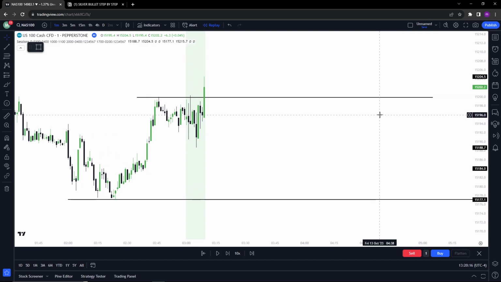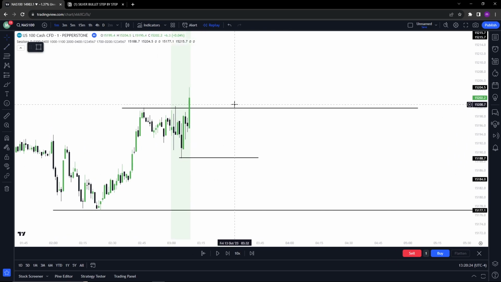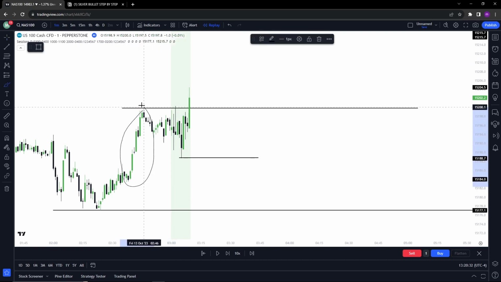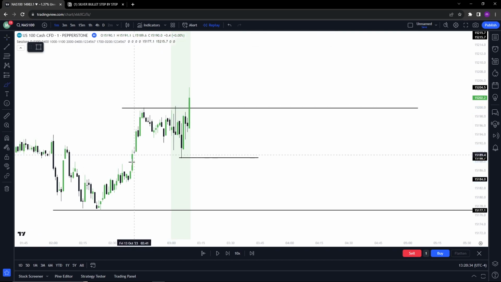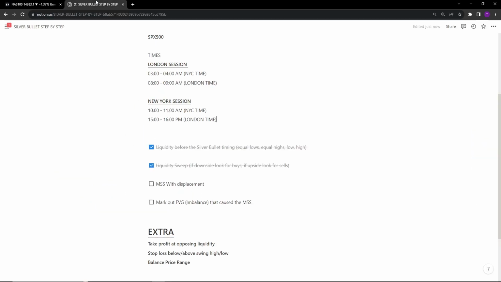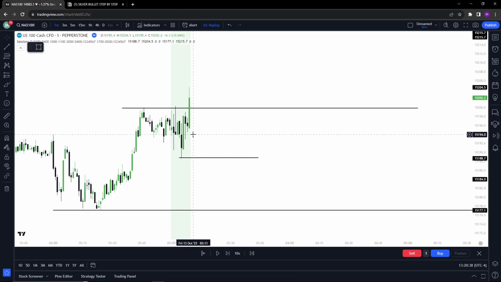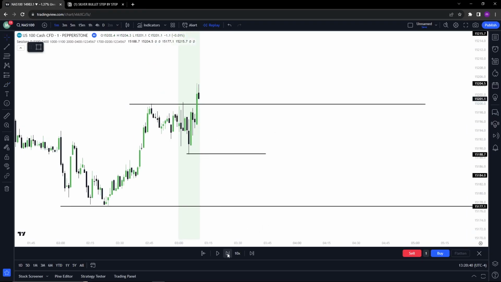Now, market structure shift with displacement. What is a market structure shift? A market structure shift is simply price closing below or above the recent swing high or low. Essentially change of character, break of structure, whatever you want to call it. Now, displacement for you guys that don't know is just a series of candles. You can see this would be a displacement. Why? Because it's a series of bullish candles like here. Essentially a lot of candles in a row with a high amount of volume. So market structure shift with displacement, that's all we're looking for right now.